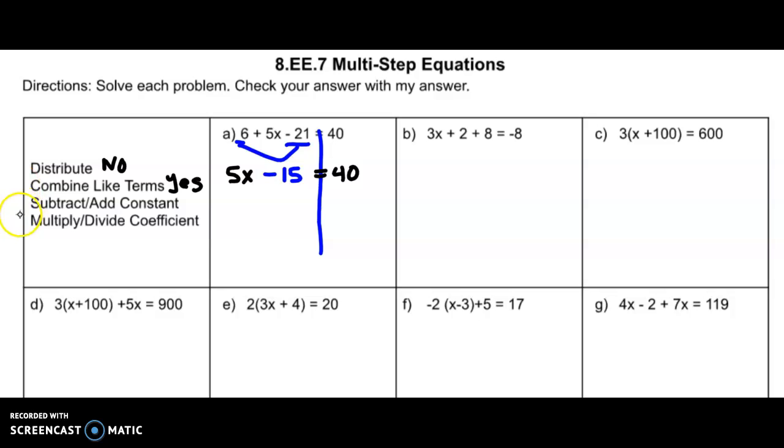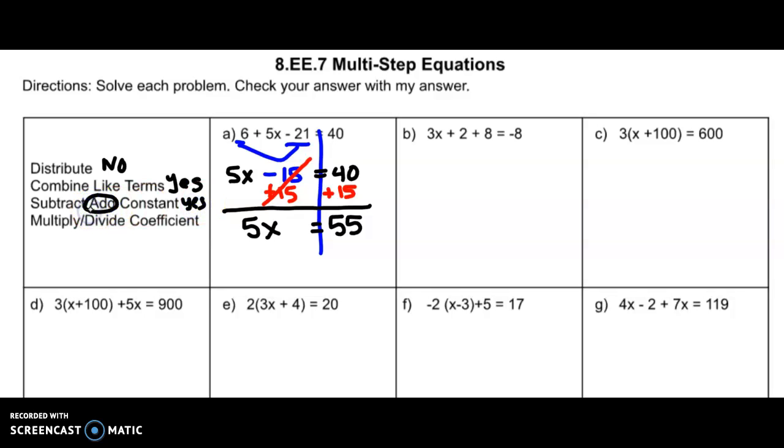So the next step is to check if I need to subtract or add the constant. In this example, since my constant is -15, I'm going to do the opposite of that, and add 15. That way, this part on the left-hand side cancels out. So on the right-hand side, I am going to simplify 40 plus 15. That is going to be 55. And on my left-hand side, I have 5x. So now I have 5x is equal to 55.